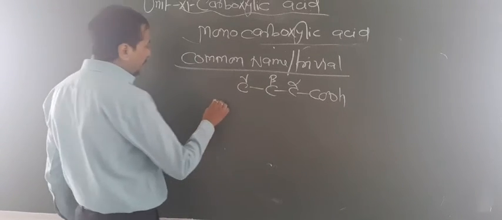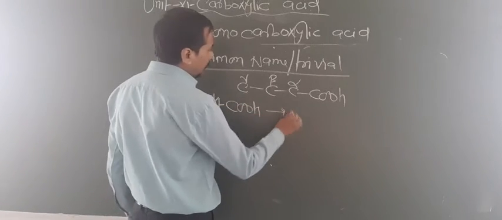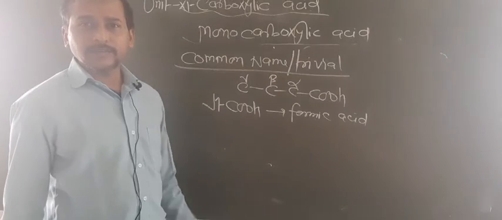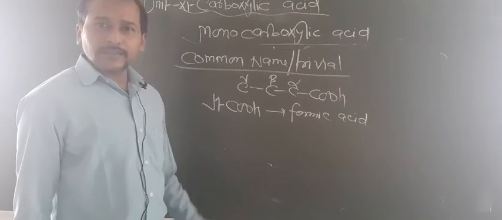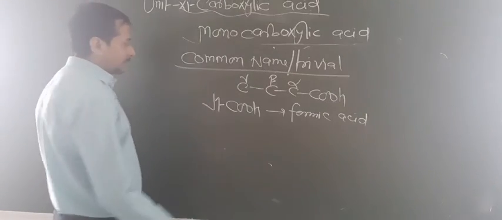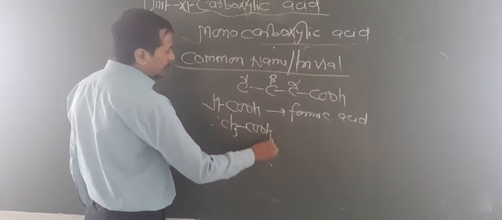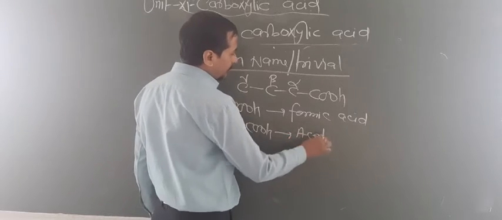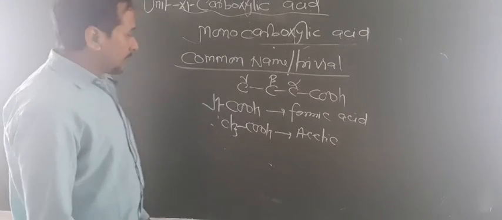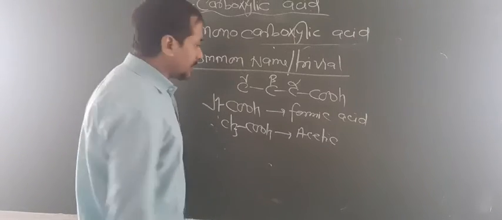Now some common names which you have to know: formic acid, HCOOH. This is known as formic acid. This name came from an ant that is known as Formica. So this acid basically came from this ant. Now one more acid, CH3COOH, is known as acetic acid. This came from vinegar, which is known as acetum. That's why this is known as acetic acid.